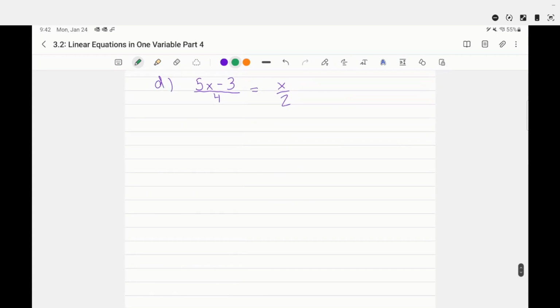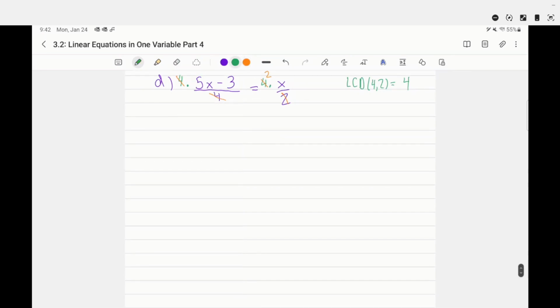And then the last example for today, 5x minus 3 over 4 equals x over 2. So there's no distribution needed, so I'm going to jump straight into the LCD of 4 and 2, which is 4. Multiply everything by 4. Here, the 4's cancel out. Here, the 2 reduces the 4 to a 2. And we get 5x minus 3 equals 2x.